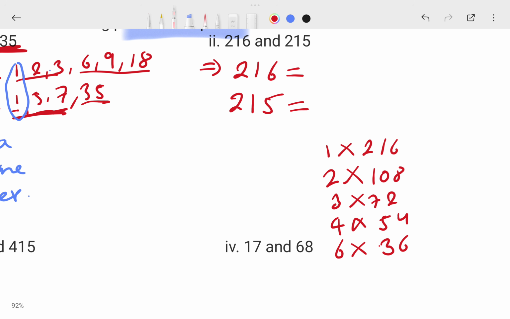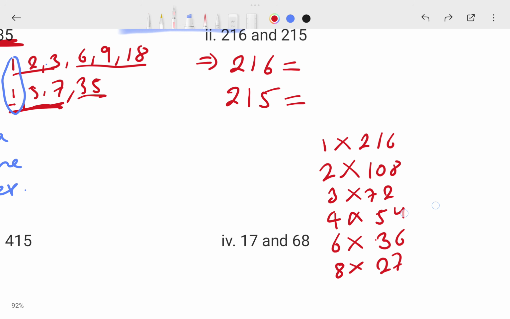The 7 table, it is not there, 7 twos are 14, so it is not. The 8 table, yes, it is there. 8 ones are 8, and if you count 8 twos are 16, and after that 8 sevens are 56. In the 8 table it is there. Now the 9 table, let's count: 9 ones are 9, 18, no, it is not there in the 9 table. The 10 table, it is not there.